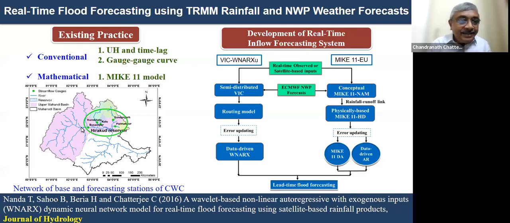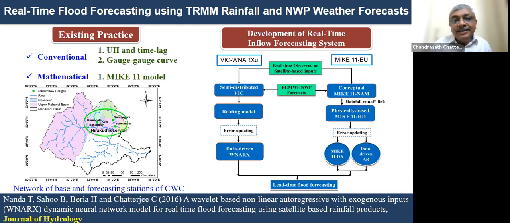So here, if you see the inflow forecasting of the Hirakud reservoir, you can see the network of base and forecasting stations. But the conventional practice is to use the unit hydrograph and the time lag approach, as well as the gauge-to-gauge correlation. These are the practices which are normally used. But recently, they have also started using this mathematical model, Mike 11. But the problem is that the forecast that they issue is only for 1 day lead time and very rarely 2 day lead time.